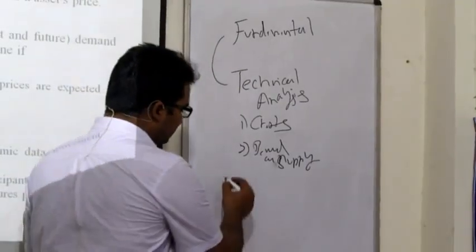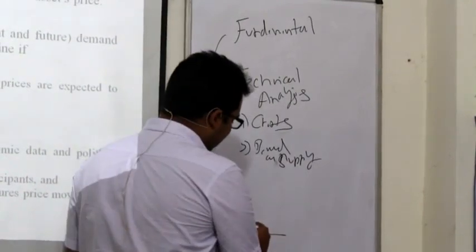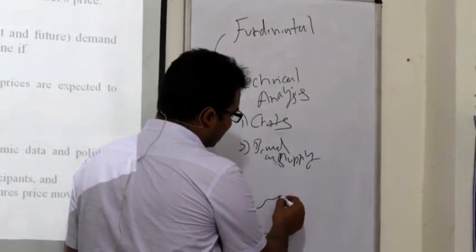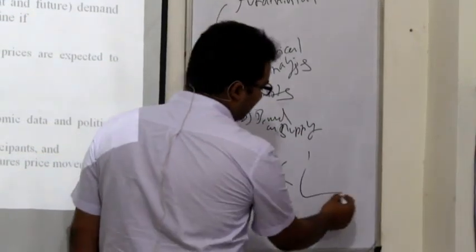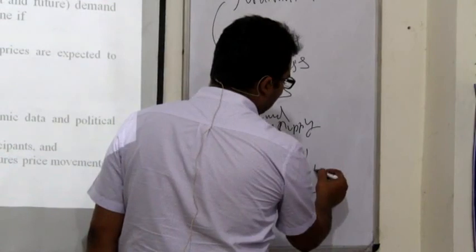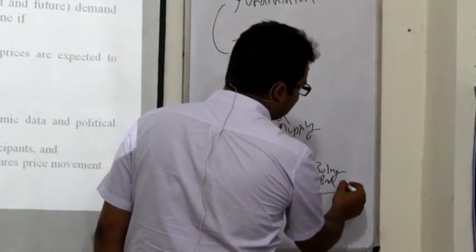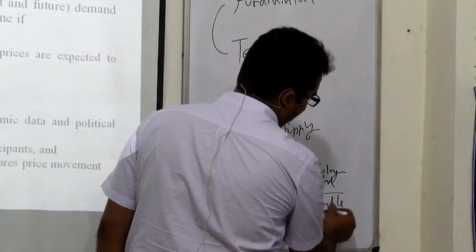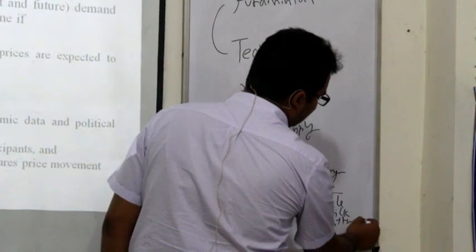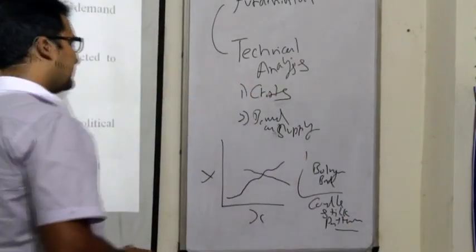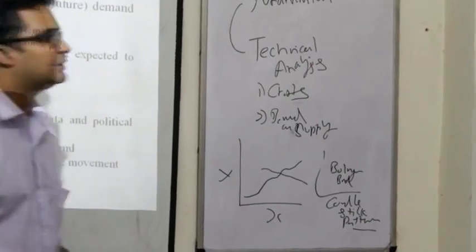So when we see a chart like x-axis and y-axis, and the prices are appreciating or depreciating, or maybe there is a Bollinger Band, or candlestick patterns, we talk about technical analysis. So technical analysis is basically dependent on the demand and supply of the price fluctuation.